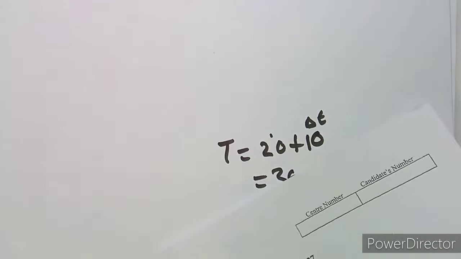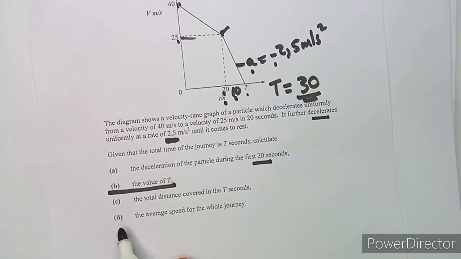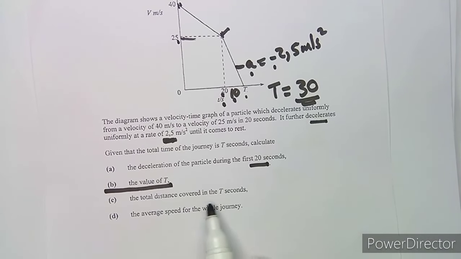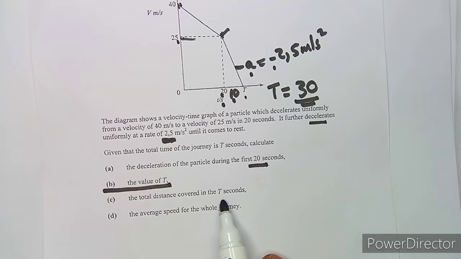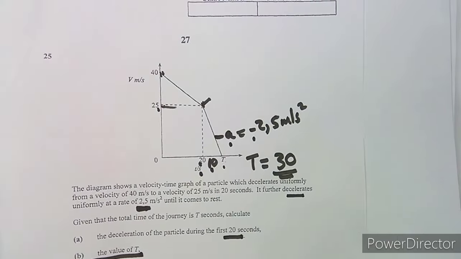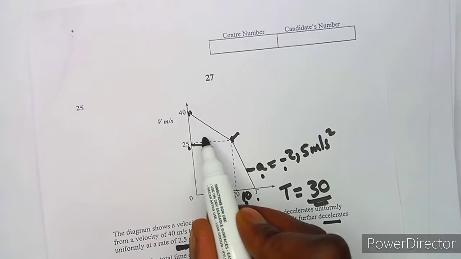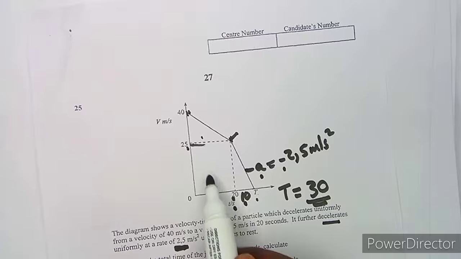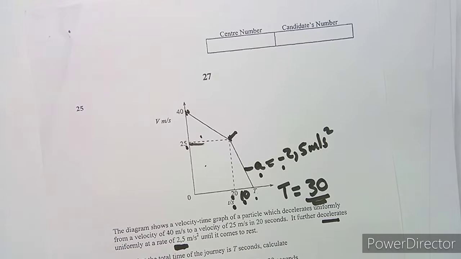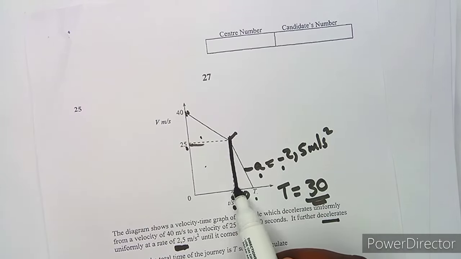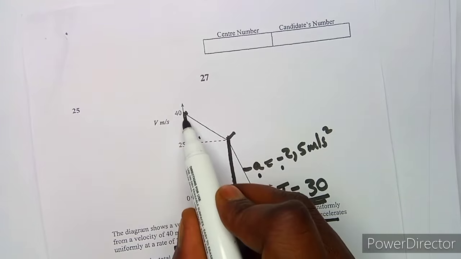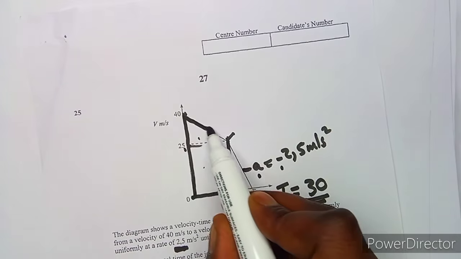Anyways, let's see the other part where we are asked to calculate the total distance covered in t seconds. As you know, t is 30. So we're going to calculate the total distance. It depends on the shape. You're going to use a triangle and a trapezium, or a triangle, a rectangle, and a triangle, whatever you're going to use in this case. As for me, I'm going to use this whole trapezium here, then I add the remaining triangle.